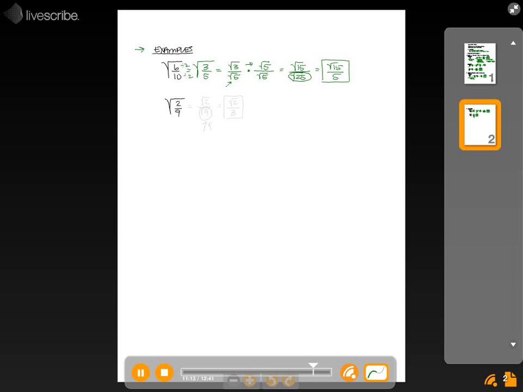One more example here, the square root of 2/9. First thing we do is check and see if we can reduce that fraction. 2/9 is not going to reduce. Okay, so we split it up, square root of 2 over the square root of 9. Now we check and see if we can reduce them. 2 is not going to break down, but the square root of 9 is.